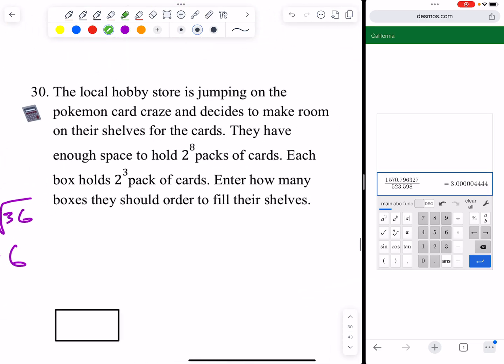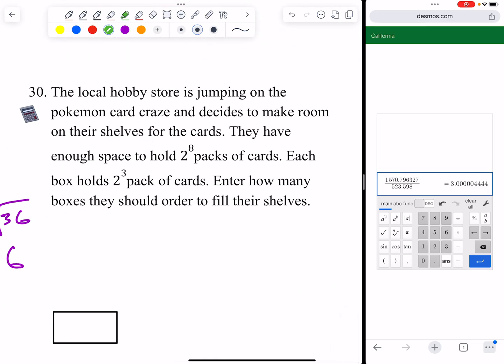All right, last ones. The local hobby store is jumping on the Pokemon card craze. Oh my god, the stupid Pokemon cards. Okay. All right. By the way, when I was your age, that's when they came out. I remember going to buy one. I didn't know how to play with that thing, so I think I bought one pack and never cared again. Okay. Anyways, moving on, since they're making a comeback.